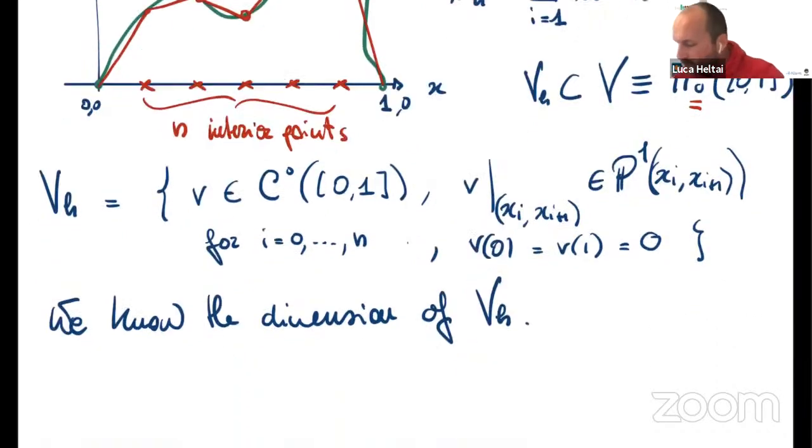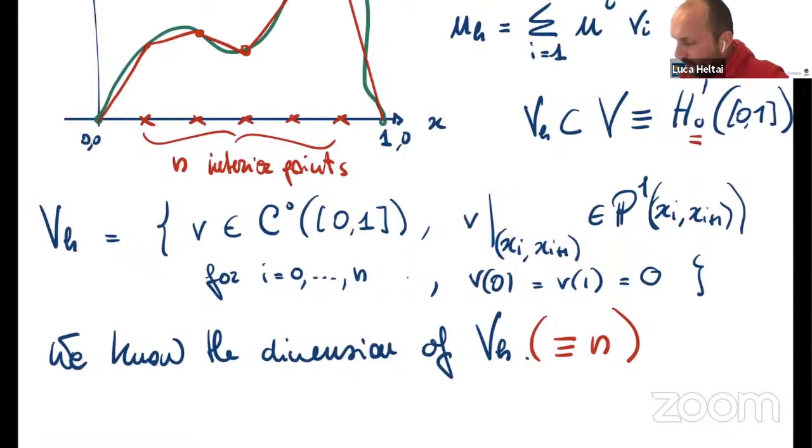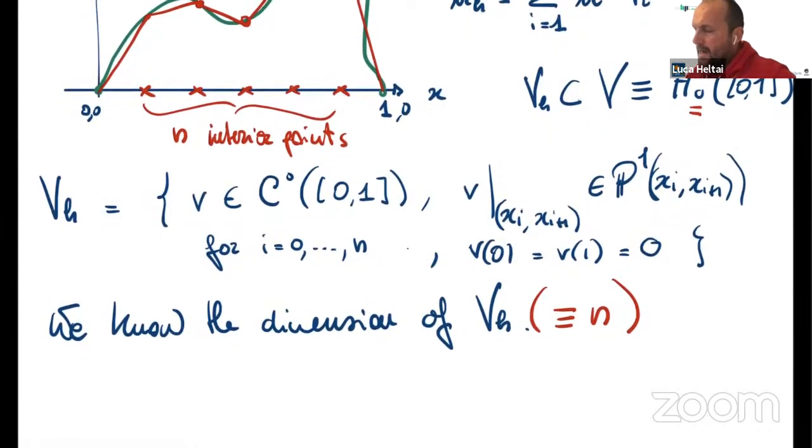Okay. So now we don't know the dimension of Vh, and this dimension is exactly equal to n because it's just the number of interior points. This is something that we have to prove. So I can tell you that this is equal to n, and I would like to show you how to construct basis functions for capital Vh, which is the canonical basis.